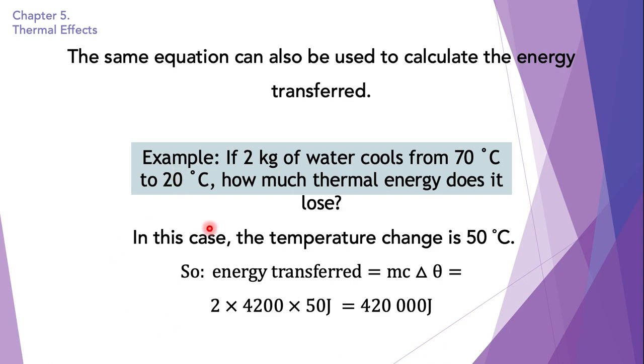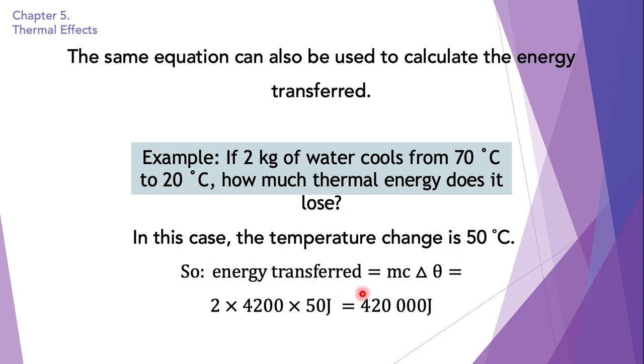For example, if 2 kg of water cools from 70 degrees centigrade to 20 degrees centigrade, how much thermal energy does it lose? In this case, the temperature change is 50 degrees centigrade because you subtract the final reading from the initial reading, 70 minus 20, and we get 50 degrees centigrade.